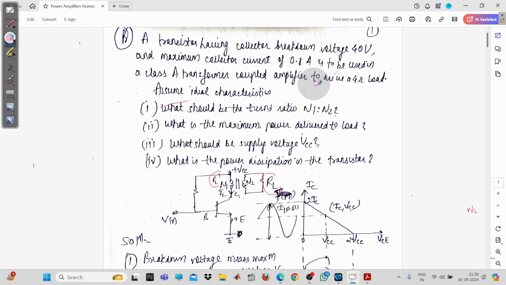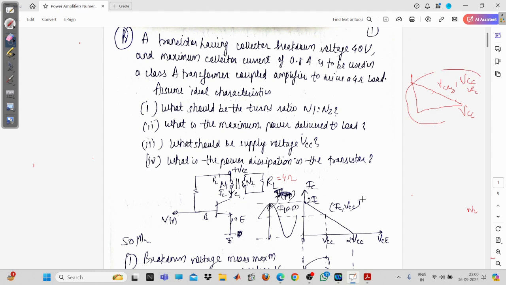You can see that the load is RL, which is 4 ohm. When this is a transformer coupled class A amplifier, your operating point will be like this only. We have already discussed in the class that in the class A power amplifier, your operating point will be, this is VC. Now this one is VCC by 2 and VCC upon twice into RC. Already discussed in the theory class.